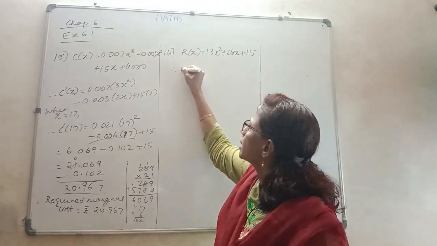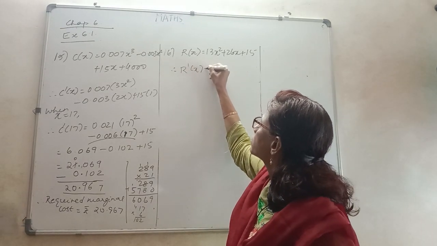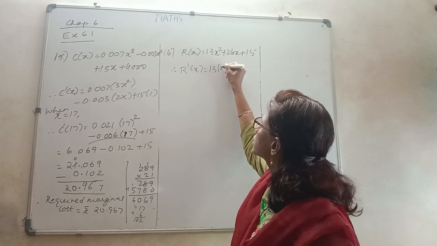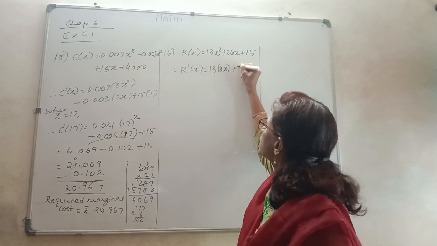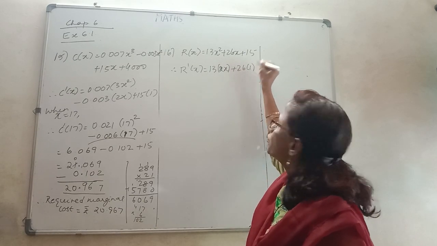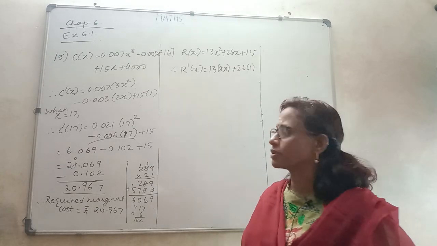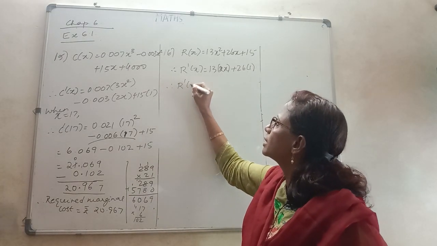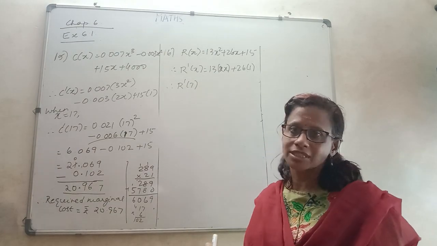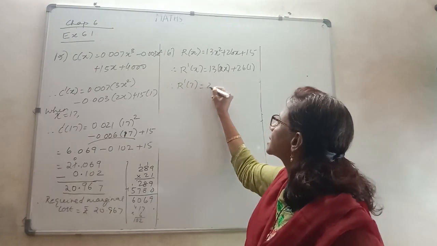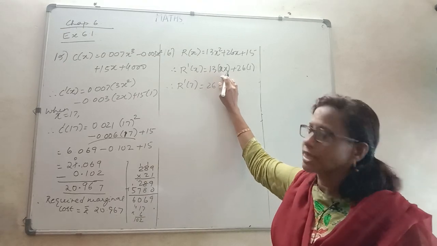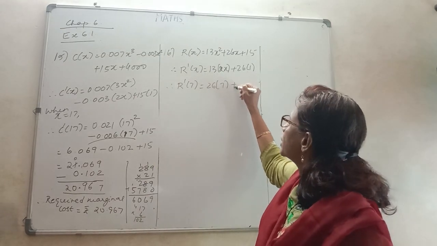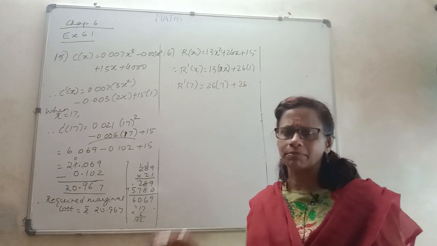So r dash x, derivative with respect to x: 13, derivative of x squared is 2x; 26, derivative of x is 1; 15 is a number, no derivative, derivative is 0. So let's have it at 7. They have asked, what is it at 7? So 13 times 2 is 26, we all know, x is 7, and 26. We can just multiply, get the answer.